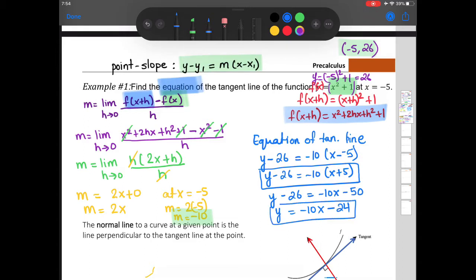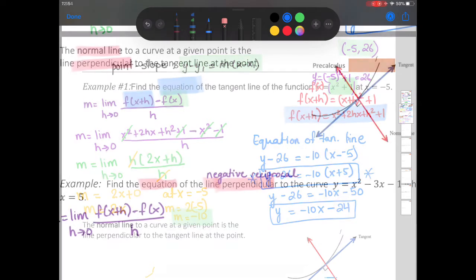So these two equations are the same actually. So I'm fine with you leaving the equation in point slope form. You don't have to simplify it further. Not solving it for y is absolutely fine.